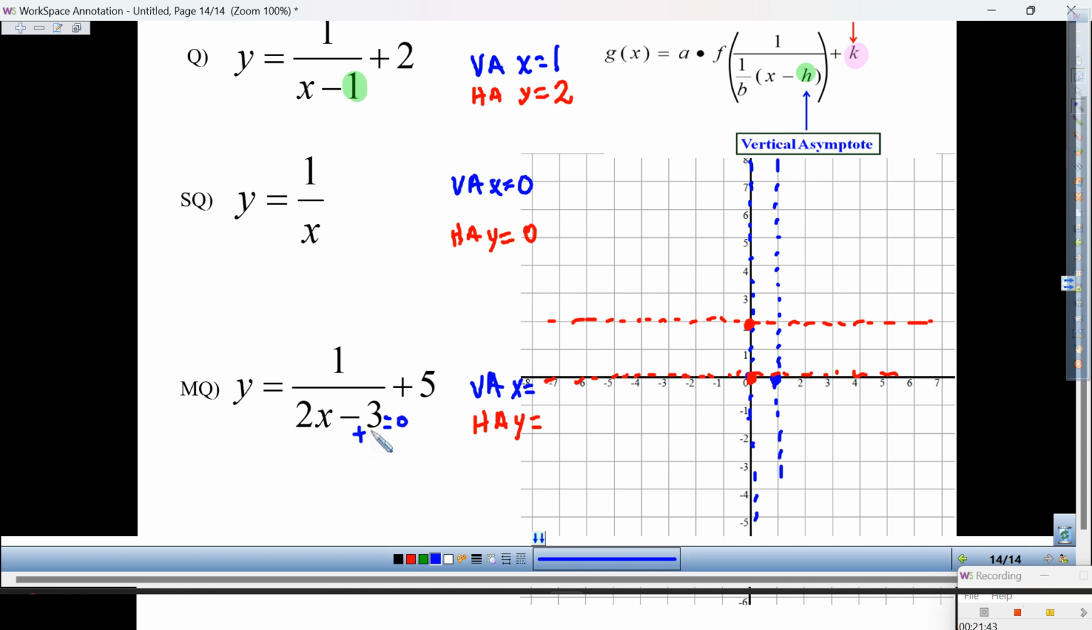So what do we do? Add 3, 2x equals 3, divide by 2, x equals 1.5, and we write it at 1.5. And of course our HA is straight up what? 5. Okay, so let's plot that. 5 of y is up here. x is always up and down, so it's at 1.5, about right there.